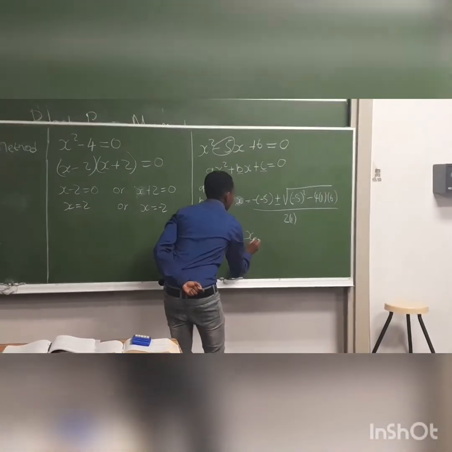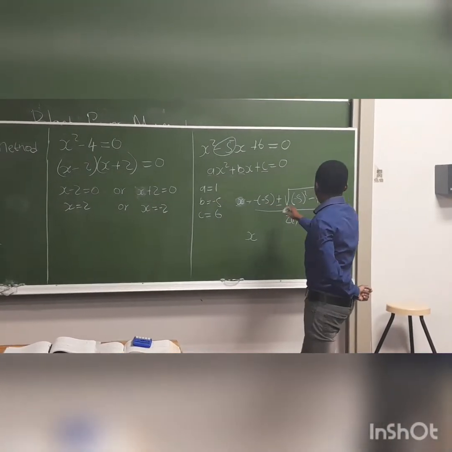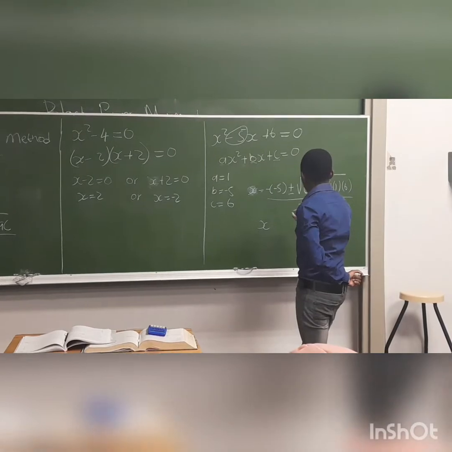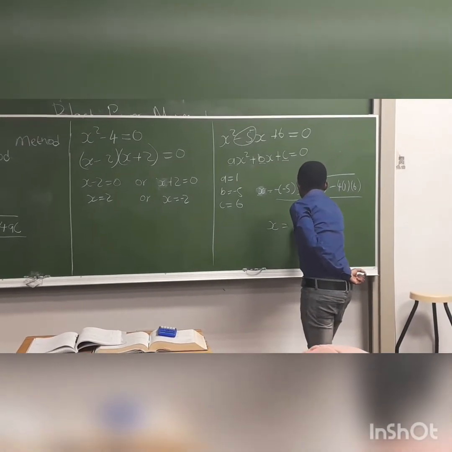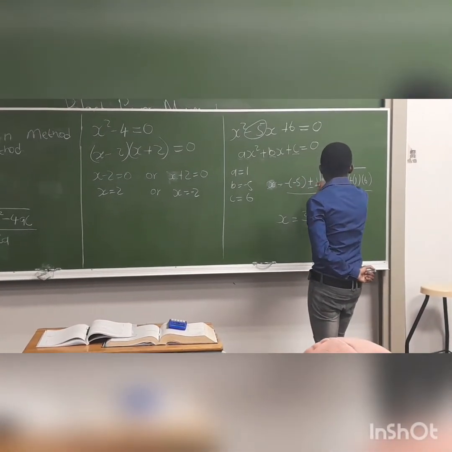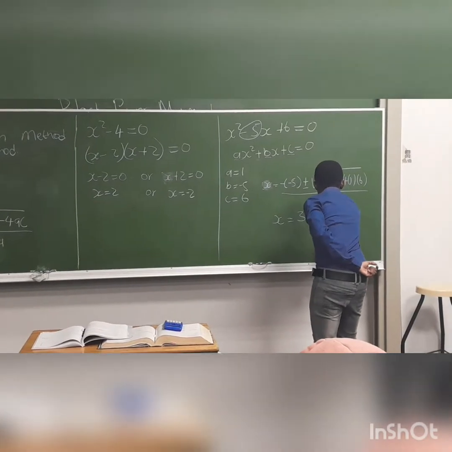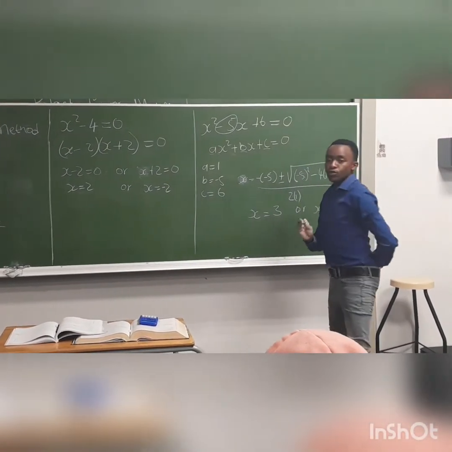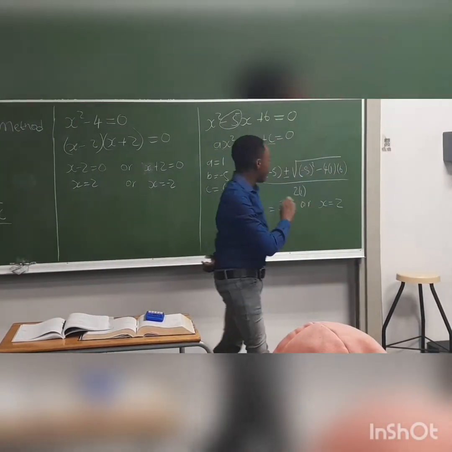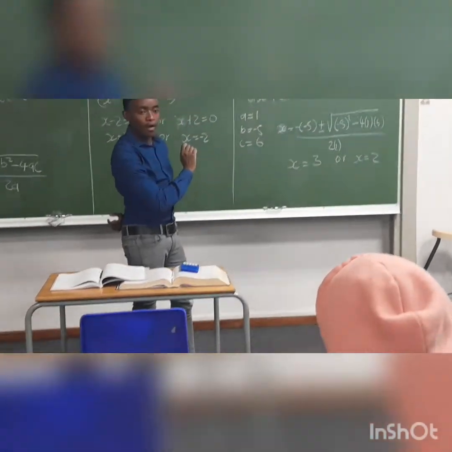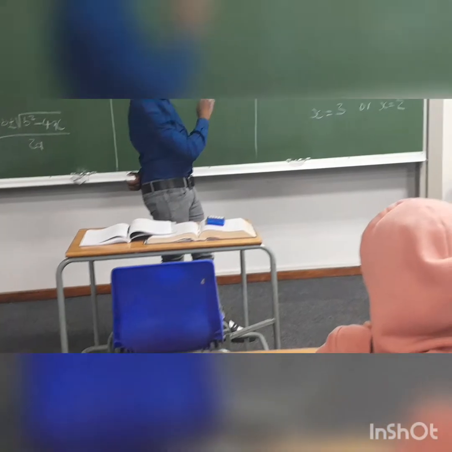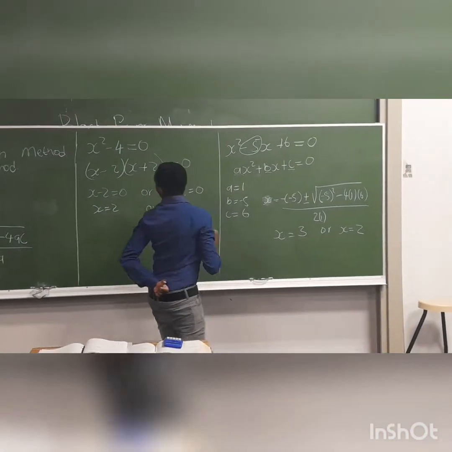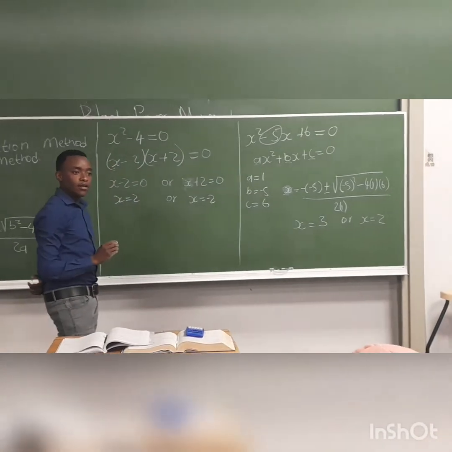Then we'll have two solutions. Let me do it, but you can do it using your calculator. I will make it snappy. x is equal to 3, or x is equal to 2. I'm sure using your calculators you find the exact values like I found here. So this simply means we have found the values of x, that means we have solved for x.